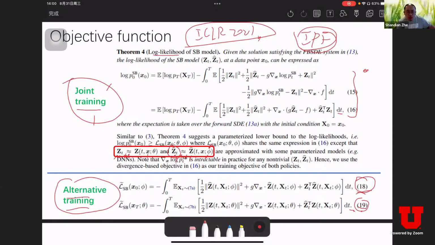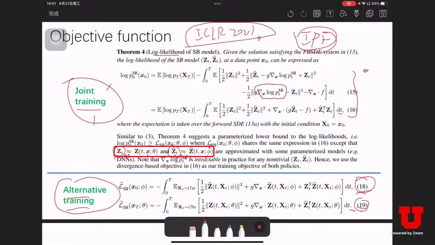Shikai, where do you parameterize? You parameterize ZT and Z hat T as a neural network, right? Yes. And how do you compute the gradient of log PT, like in equation 15? There is some gradient of PT, right? Yeah, you mean this one? Yes. Yeah, that's a very good point.